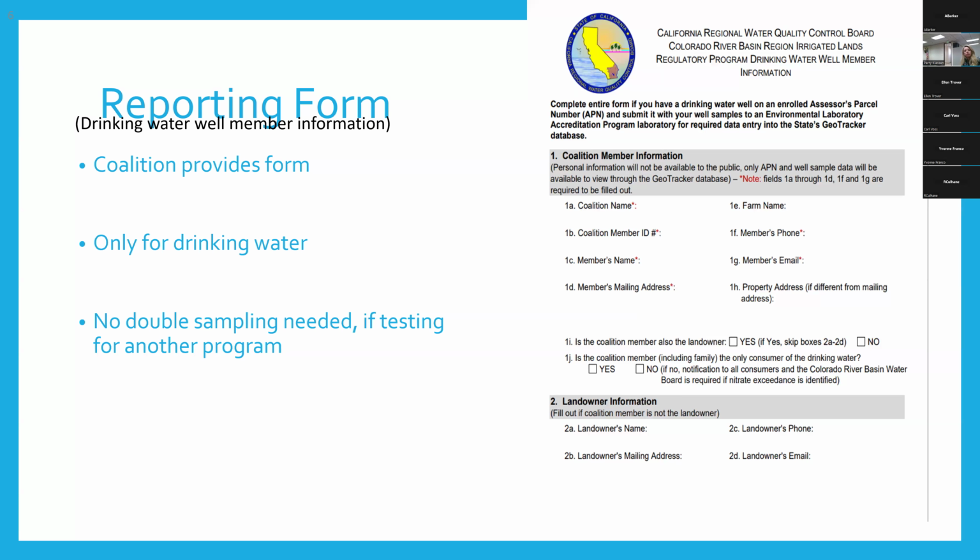We need sampling from every farm using a well or drinking water, even if it's only for your family. So we only need testing for drinking water wells, but this includes wells that are only used periodically. If you're testing your water for nitrogen with another agency, we will work with you through that, and we can probably use that data as long as it's being tested once a year. The information you put on this form will be your drinking water well member information, which I'll talk about a little bit more later. Next slide, please.